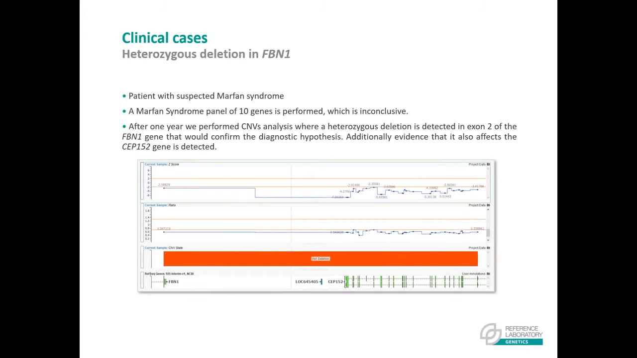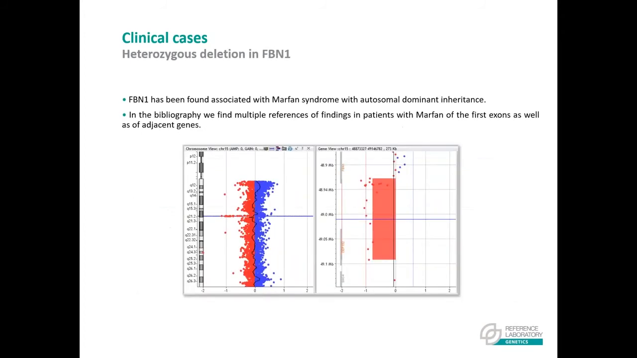In addition, it was detected that this deletion also affects the CYP152 gene. As we can see on this slide, the overall corroborates the variant observed by NGS data. When looking at the reference for this gene, we see how this gene is associated with Marfan syndrome, and we found multiple references to the implication of genes adjacent to FBN1. This is a curious case of how multiple genes may be affected and how it could modulate or affect the clinical symptoms of this patient.